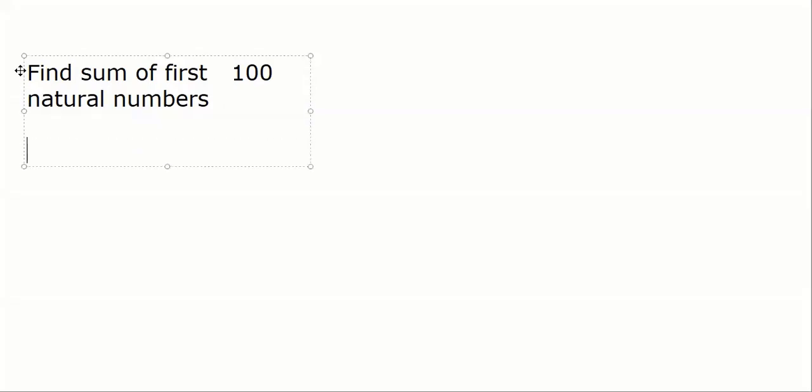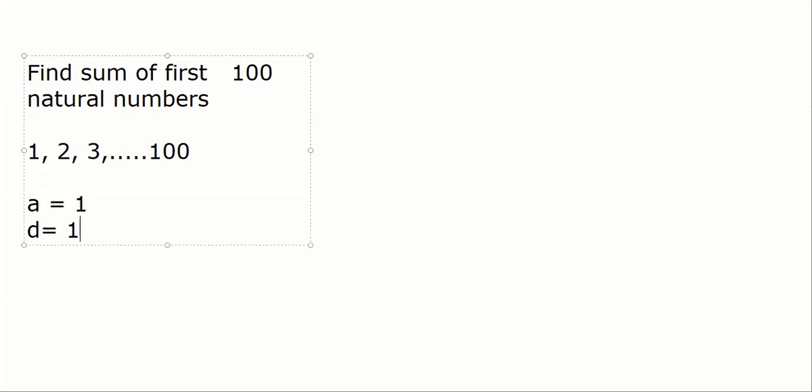So you will say, sir, where does my natural number start? You will say 1, 2, 3. These are natural numbers. It will go up to 100. So what do we know? We know a equal to 1. Correct. What is d? d is 1. Correct. How much is n? First 100 natural numbers, so n would be 100. Even if you want l, the last term would be 100. We know so many things.